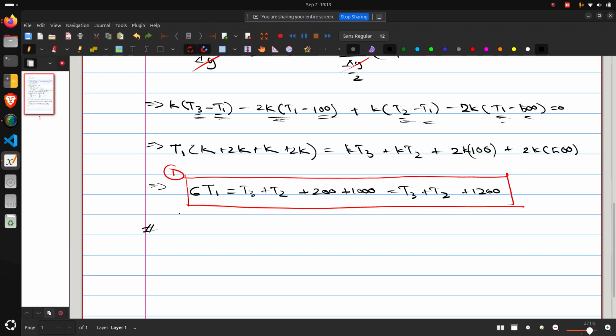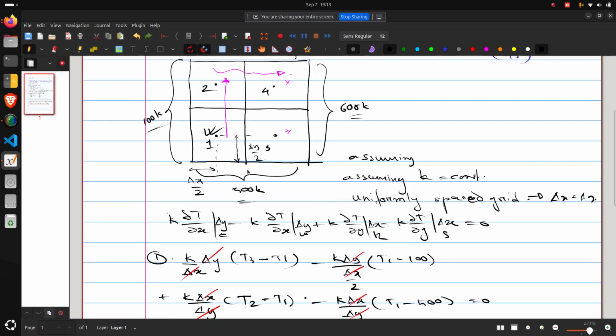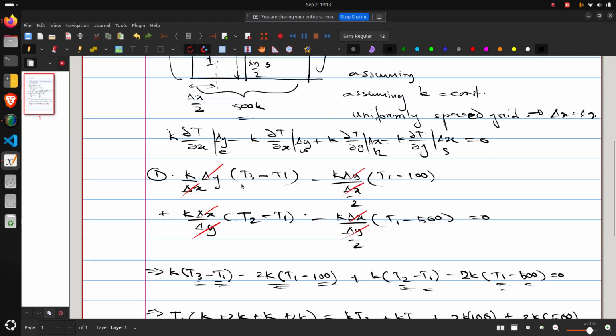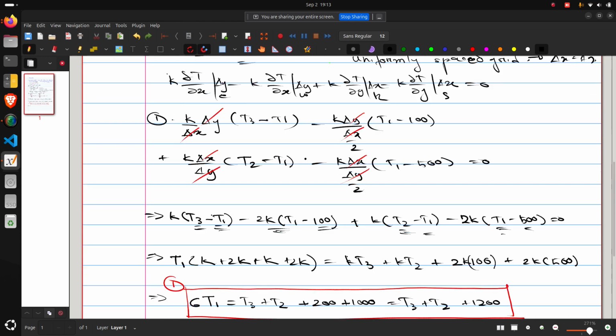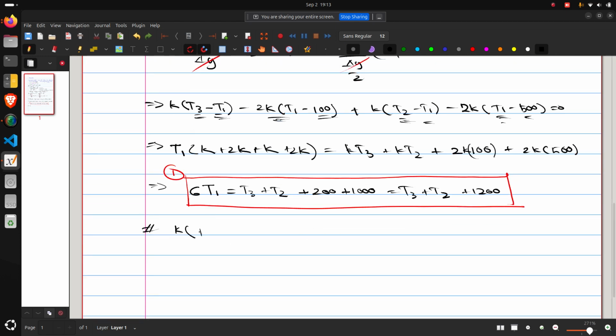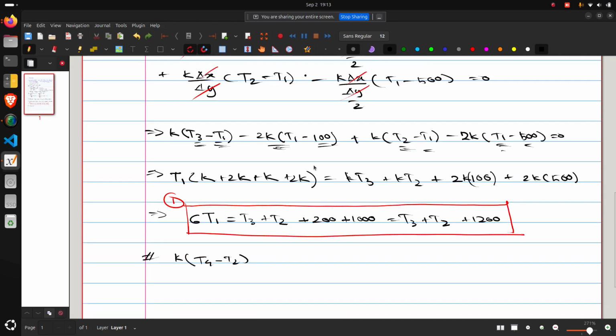So the only difference will be, even here the west cell will not be there, only the north cell will be, and the south neighbor will not be there, unlike in point 1 where the south cell was not there. So it will come out to be something like k times (t4 minus t2), the east neighbor.